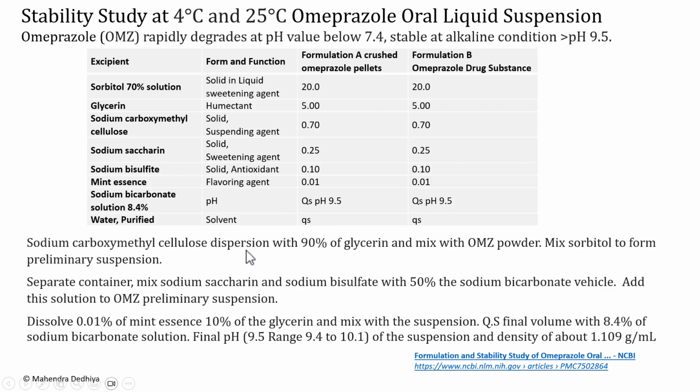Procedure: sodium CMC dispersion is made with glycerin. Active drug powder is hydrated with the sodium CMC dispersion. Sorbitol is mixed with that to form a preliminary suspension. In a separate container, the soluble materials in water are added and sodium bicarbonate is added. One has to be very cautious with sodium bicarbonate not to have an acidic environment. The final suspension containing 8.4% sodium bicarbonate is made, with pH in the range of 9.4 to 10.1.